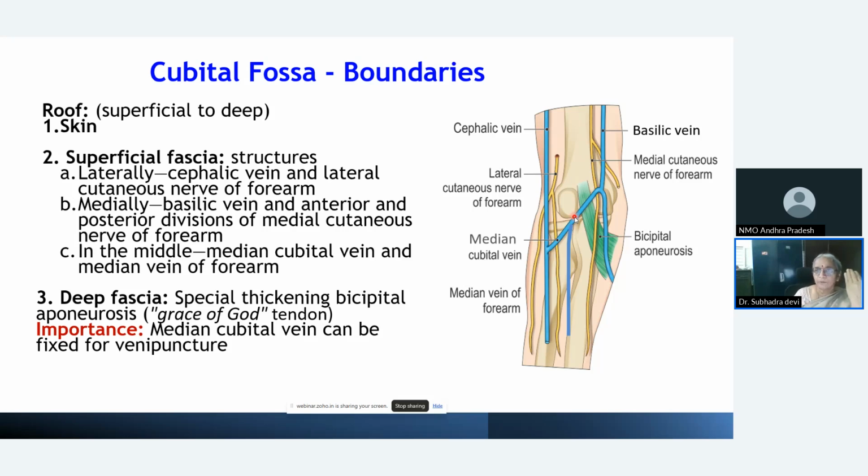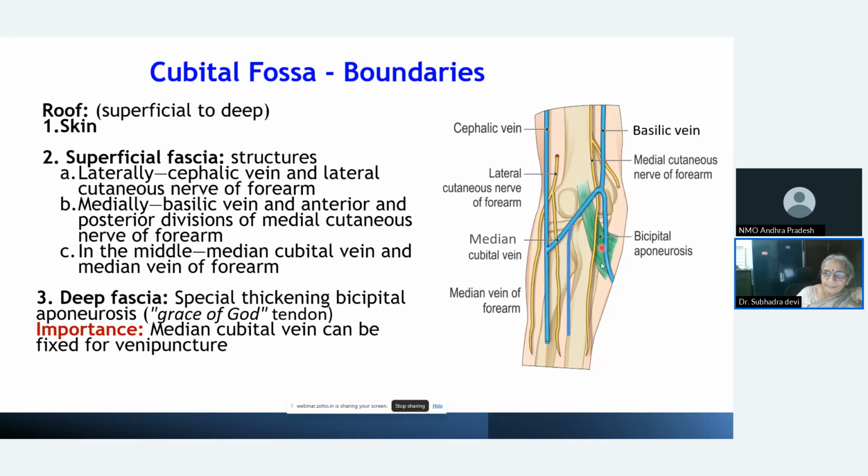These are also important depending on that area of questioning. Then the superficial fascia will be seen, and in the superficial fascia you will find the cephalic vein and the lateral cutaneous nerve of forearm. Medially, you will see the basilic vein and the medial cutaneous nerve of forearm. And in the middle is the median cubital vein connecting these two veins, along with the median vein of forearm.